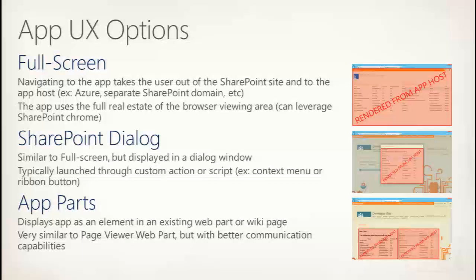The final one is an app part. So an app part is basically putting your app in a web part ultimately. It's kind of like a page view or a web part on steroids, if you will. Because what we're doing is not only are we bringing up the URL that app lives in, we're also posting a lot of important information, so that the app has context of how it's running.